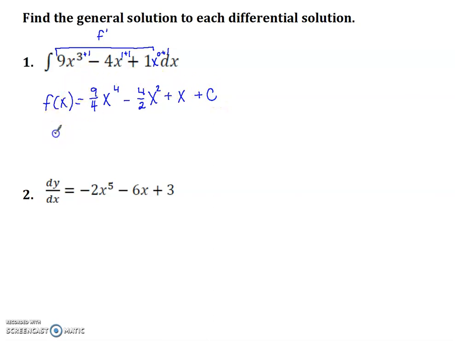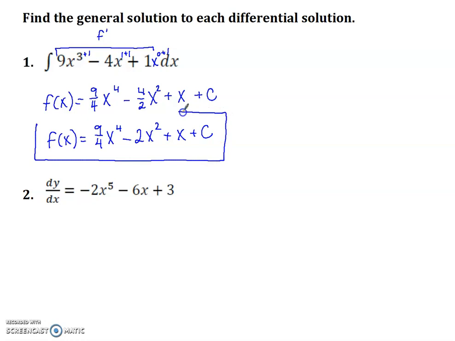And then when you simplify this, I can't simplify 9/4, so I'm just going to leave that as 9/4 x to the 4th. But I can reduce the 2 over 4. That'll just be minus 2x squared plus x plus c. And this right here would be the general solution to this equation.